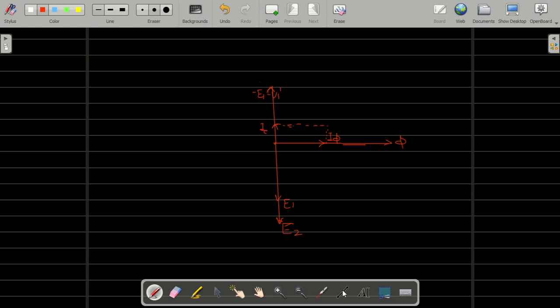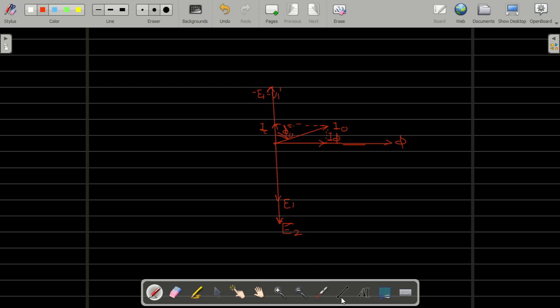That is the value of... this is what? I zero, no load current kehlata hai, and this angle is known as phi zero, right? Phase angle at no load condition, right? Now on the second side, if you connect the load, so what about the E2?